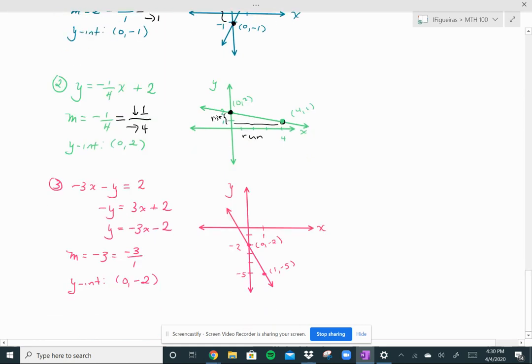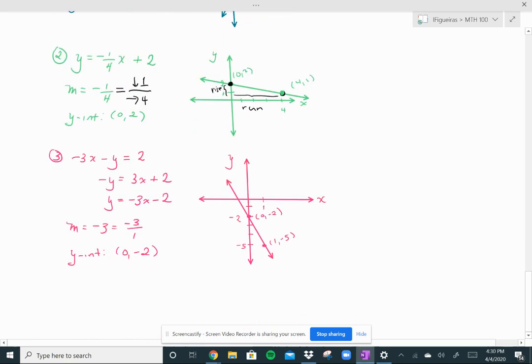All right, one more. In this case, you're given an equation that is not in slope-intercept form. So in order to use the slope and the y-intercept to graph the line, you first have to solve it for y. So first thing we do is add 3x to both sides. And then we multiply both sides or divide both sides by -1 so that we have a positive y instead of a negative y. So our equation in slope-intercept form is y equals -3x minus 2.